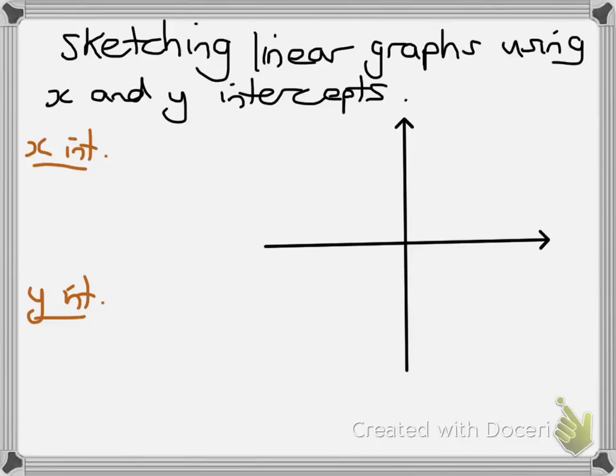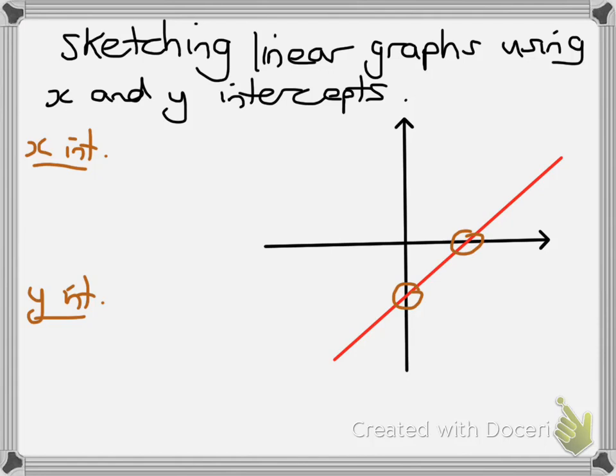This lesson is about sketching linear graphs, but this time using what's called the x and the y-intercept method. As the name suggests, what we need to do is find both the x-intercept, or where the line is going to cross the x-axis, and the y-intercept, where the line will cross the y-axis. For example, if we draw a line that looks something like this, what we're trying to find is the value of this particular point there and this particular point there.